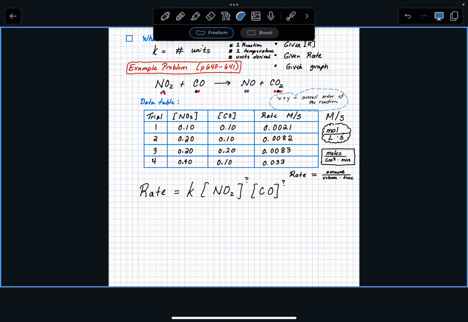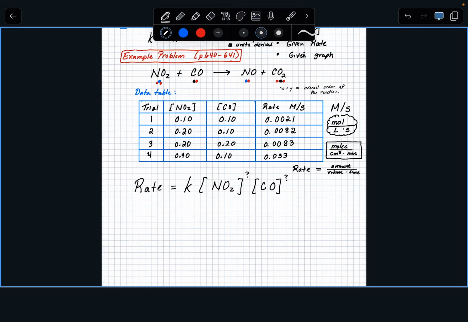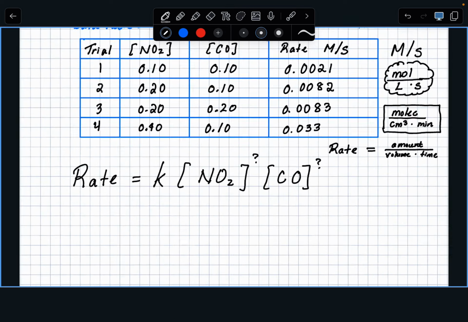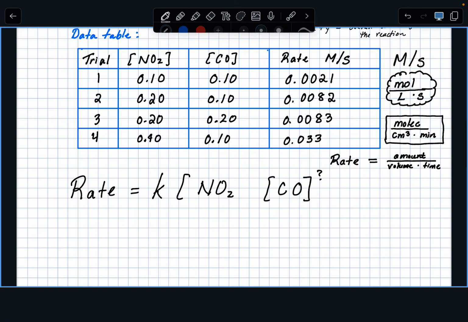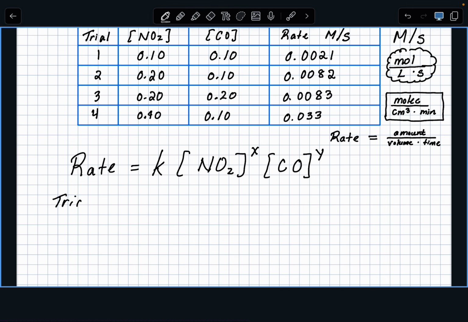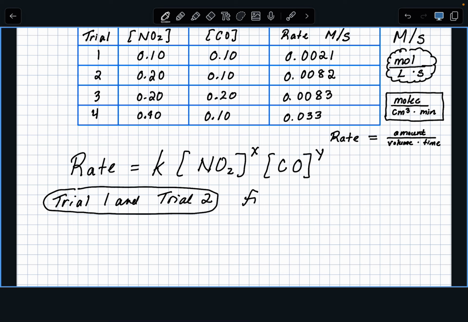So what we want to do is find the question mark, which would be X or Y, but I'm going to solve one at a time. I'm going to look at my experiment and ask which two trials I should compare. Let's say right now I'm trying to solve for X, and I don't care what the other one, Y, is. I want to pick two trials where the carbon monoxide stays constant, but the NO2 changes. The answer is trials 1 and 2. I'm going to compare these two, and that should help me find X.